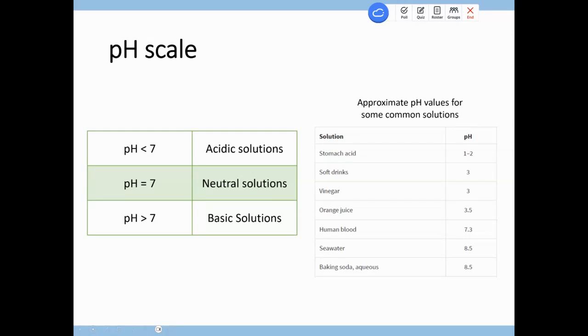Our stomach acid pH is between 1 and 2. Soft drinks are acidic at a pH of 3, vinegar 3, orange juice 3.5. Then human blood has a higher pH at 7.3, just above neutral. Seawater, with lots of ions, salts in it, is 8.5. Baking soda would be a solution with a pH of 8.5. So those are a few examples. Certainly ranges between 1 and 14. Questions on pH?